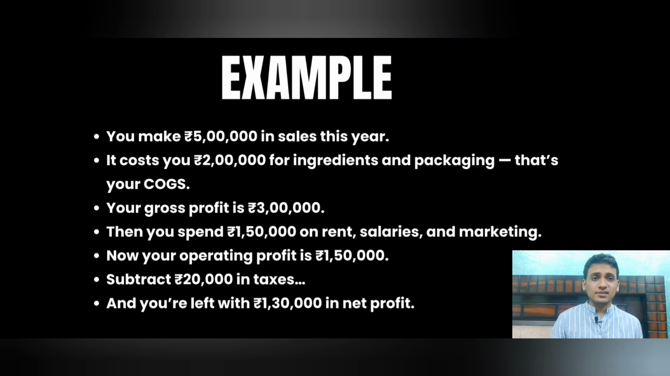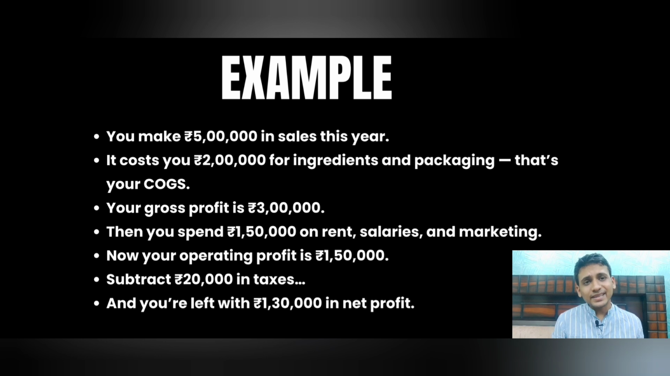Let us look into some examples to understand things in a better way. Firstly, we have a top line of 5 lakh rupees. So 5 lakh is the revenue that we have. Next, we are spending 2 lakh rupees on ingredients and packaging, which is our cost of goods sold. When we deduct 2 lakh rupees from 5 lakh rupees, we get a gross profit of 3 lakh. After that, we are spending 1,50,000 on rent, salaries, etc. and all these other expenses which are known as operating expenses.